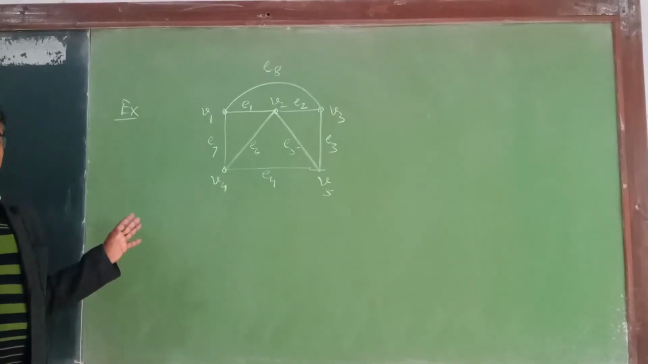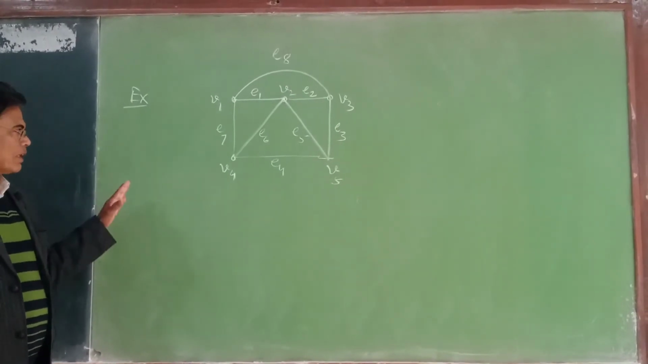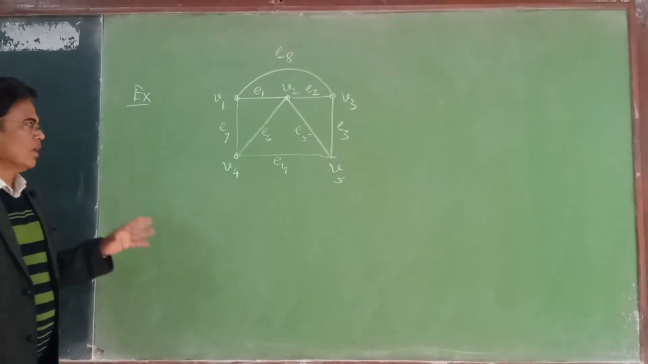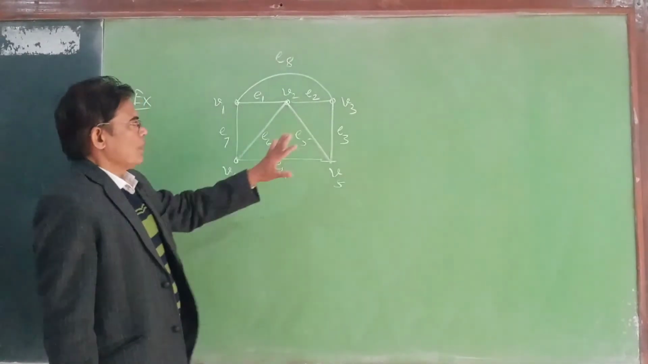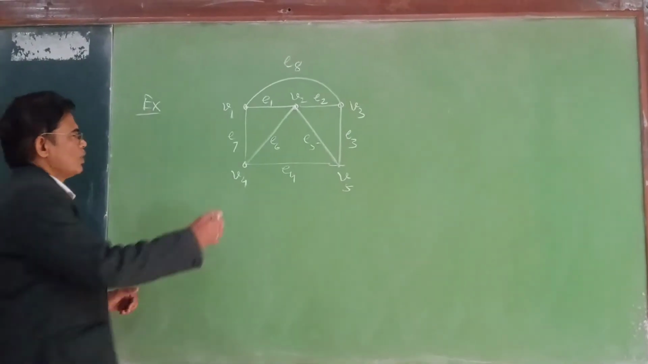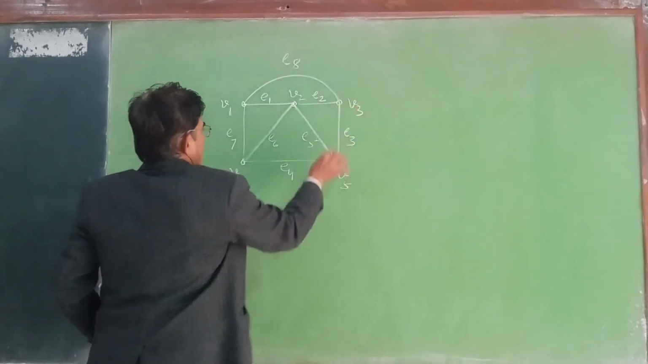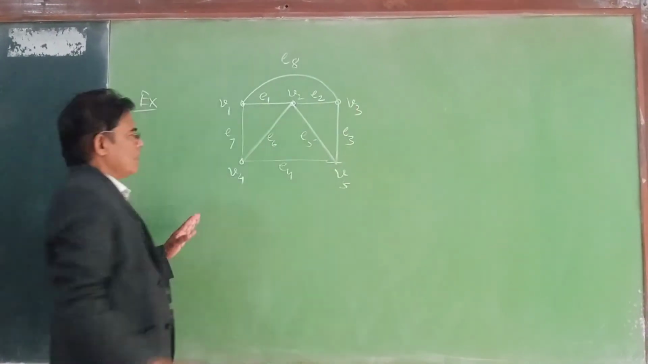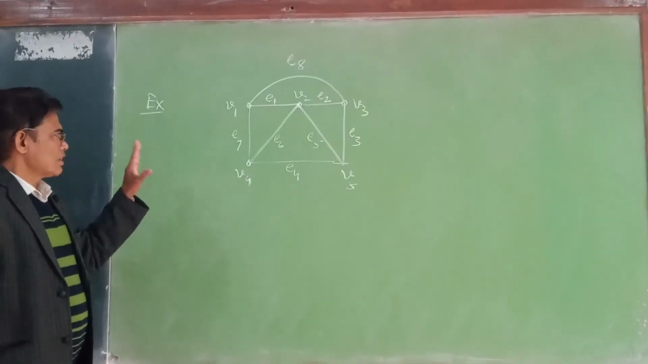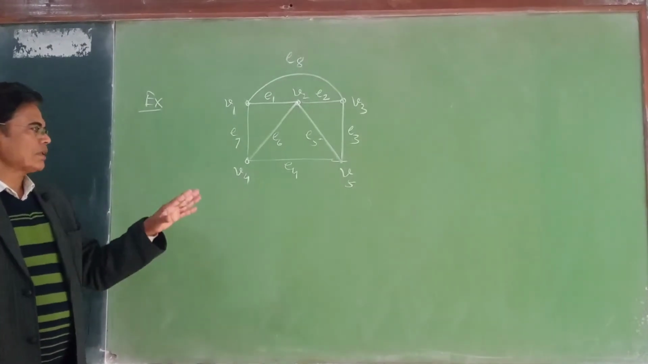To explain an example of adjacency matrix. Adjacency matrix is nothing but vertex matrix. Okay, so this is a graph. First we see very carefully how many vertices there are: V1, V2, V3, V4, V5. It means there are 5 vertices. So an adjacency matrix of order 5 means a 5 cross 5 matrix.